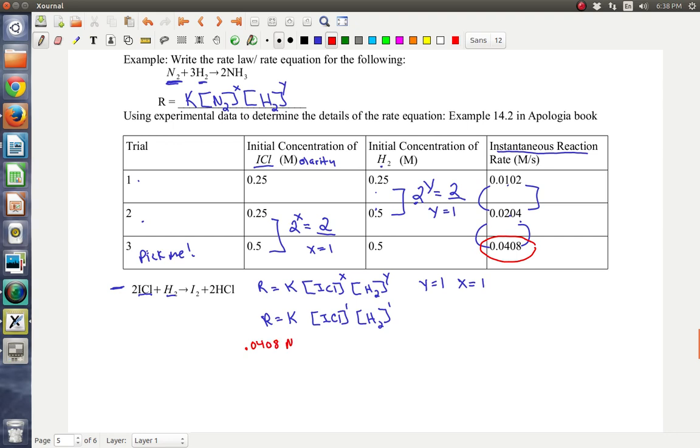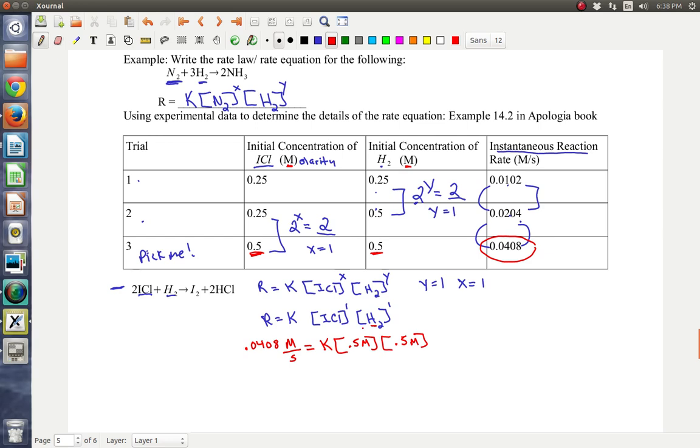0.0408 molarity per second. That's the instantaneous rate. The K is what I actually don't know. I've got to calculate what my constant is. Well, what is the concentration at this instantaneous rate, at this moment in time? What was the concentration of ICl? It was 0.5 molar. So 0.5, capital M, molarity. What was the concentration of hydrogen at that moment in time? 0.5 molar. So 0.5, capital M. So now our job is just to figure out K. We've got to just do the math because the only unknown is the K.